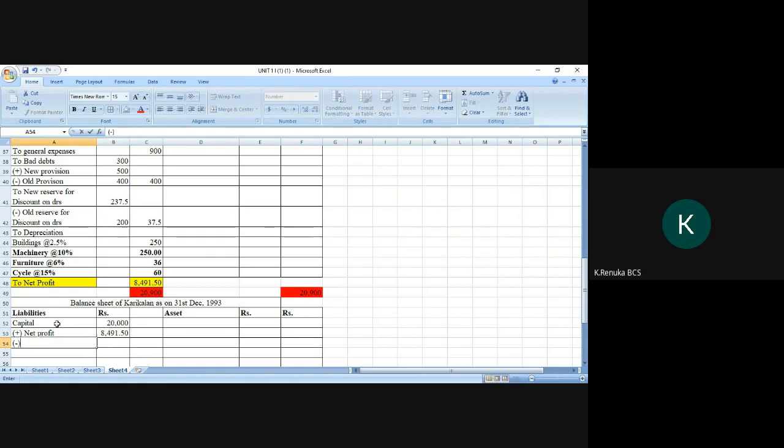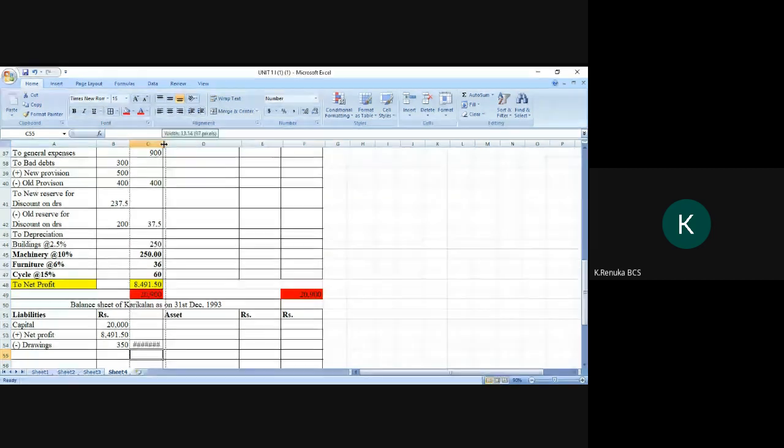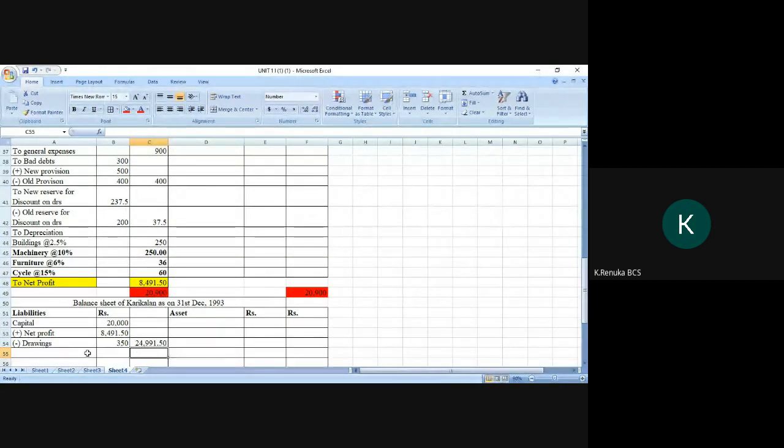Next, we need to reduce our drawings. Drawings is another expense which has been extracted from the capital, so that has to be reduced. Drawings value is 350. So after calculating all this we will be getting 24,991.50. Use your calculator to calculate the values. So we have finished with the capital.